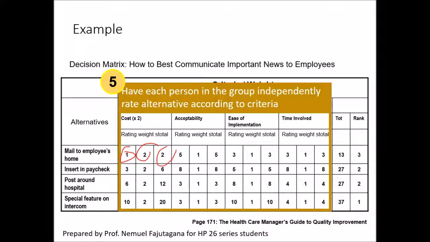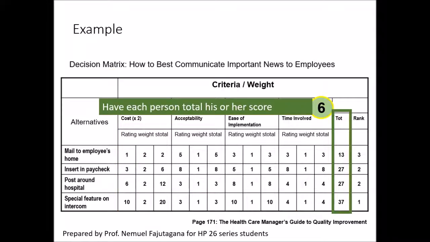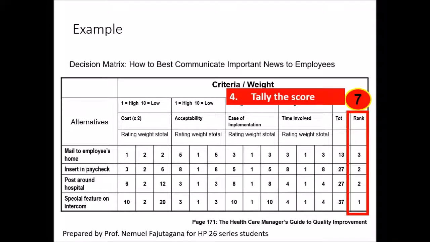Then you're going to 1, 2, 2, go. Then you total it. So total nila yung score. 13 yung mail to employees. 27 to insert in paycheck, post around hospital, special feature in intercom. So what do you think would be the best alternative for them in terms of ranking? So they took the highest score, right? You go into number 1, special feature in intercom.